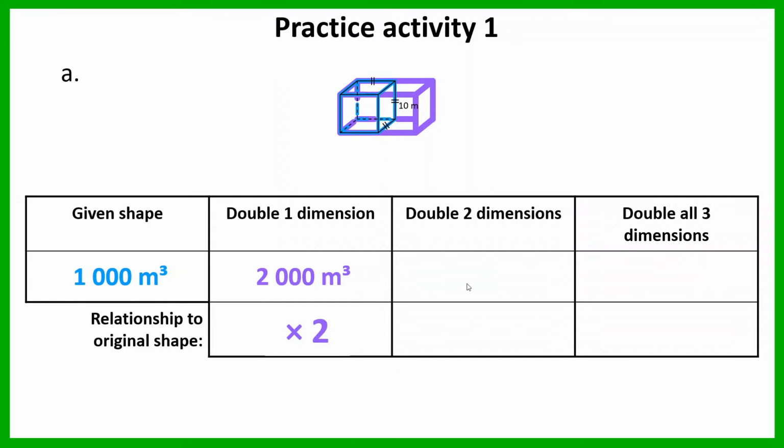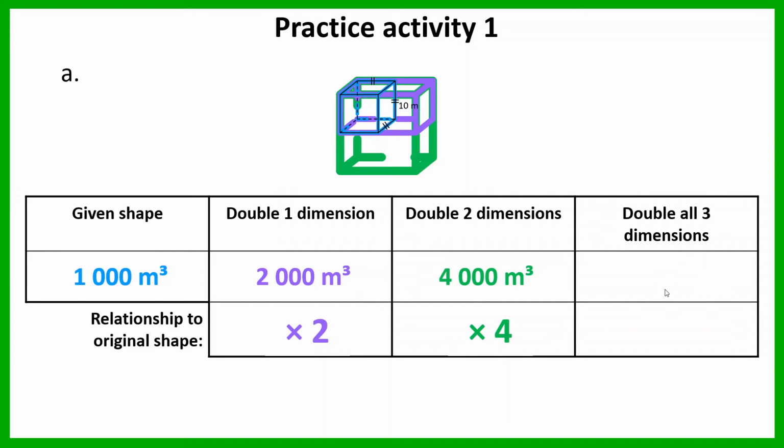Okay, now if I double two of the dimensions, it'll look something like this. So I have double the length and double the height over here. And when I work out that volume, it's going to be 20 times 20 times 10, and that gives me 4,000 meters cubed. The relationship between the original and this is I multiply by 4.